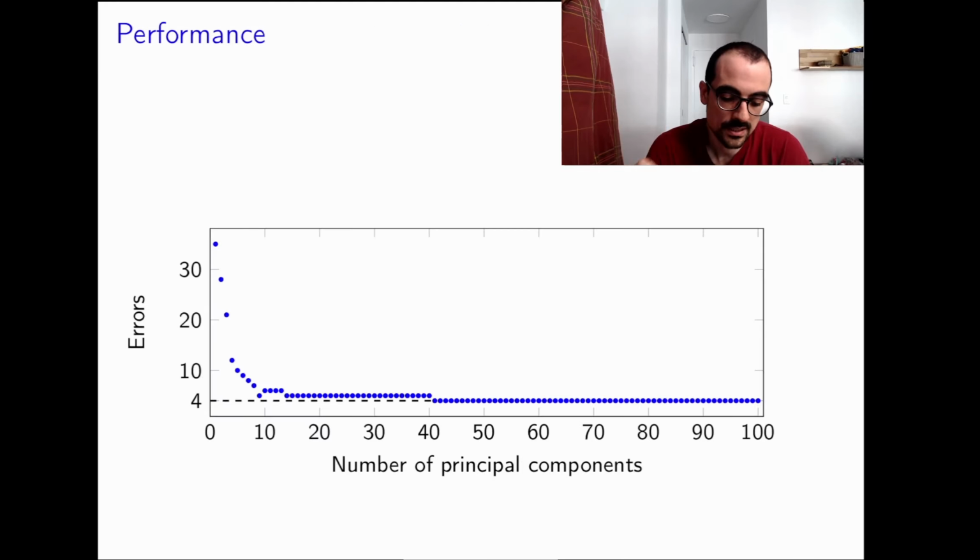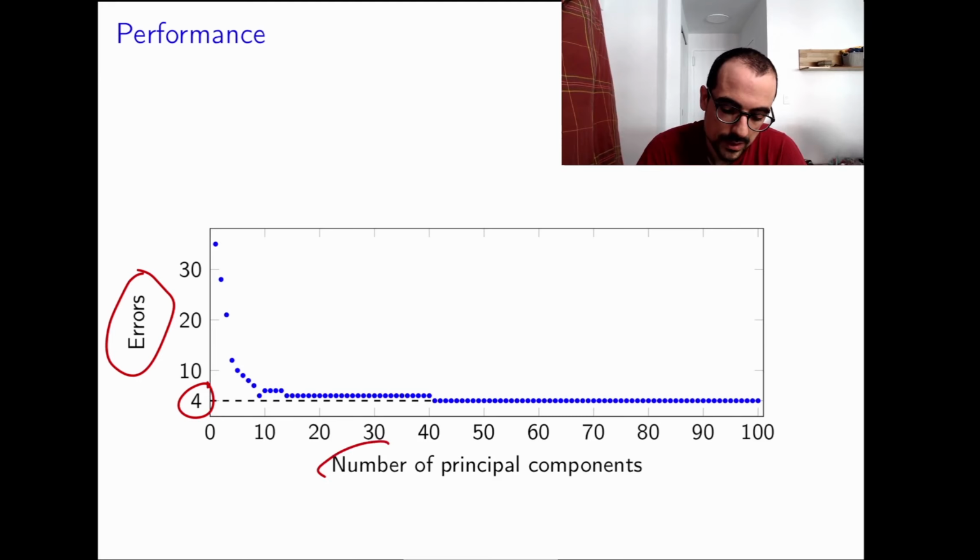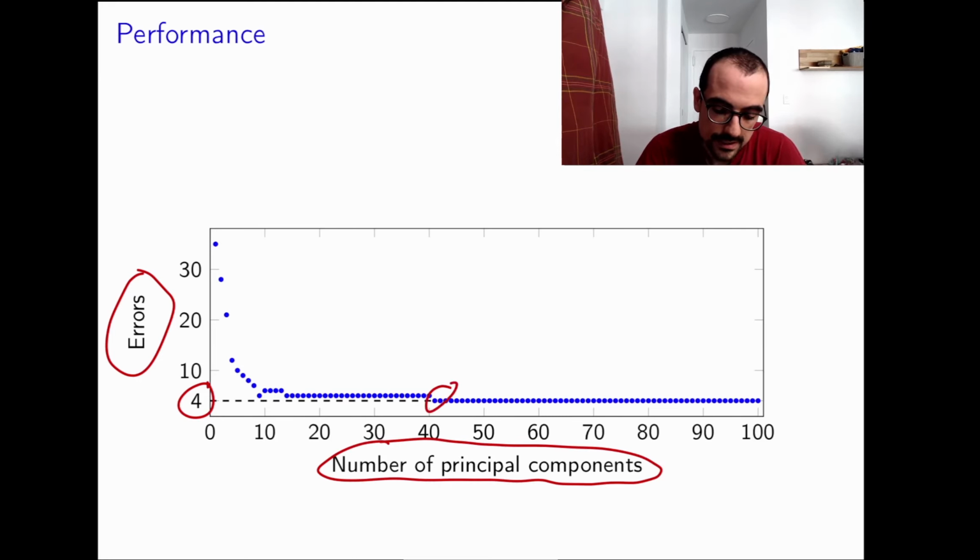This is the errors that we make over the whole test set of 40 images. If you use all of the pixels, you have an error of 4. So you make a mistake for 4 people and you get the other 36 right. And this is the number of principal components used. We achieve an error of 4, which is what we achieve with all of the pixels, already by just using 40 numbers instead of 360.